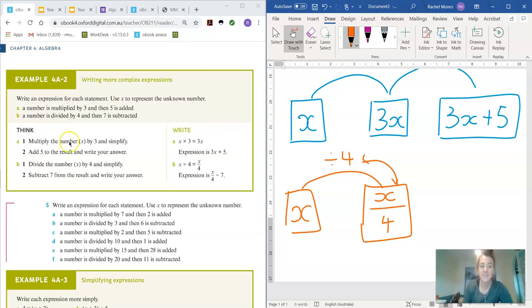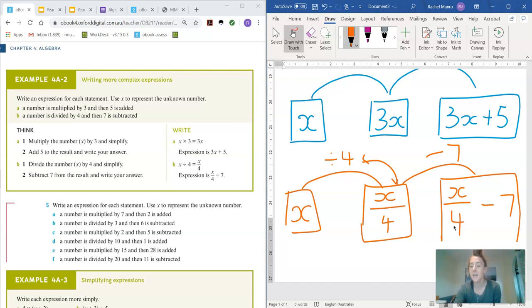The next part that it wants us to do is then 7 is subtracted. So we need to subtract 7. So we end up with our x divided by 4 minus 7. So we end up with 2 terms in our expression there. So remember, I'd like you to try to set it up with those rainbows and the little boxes.